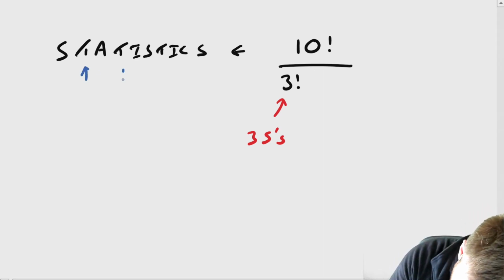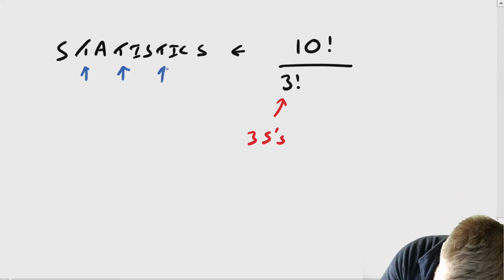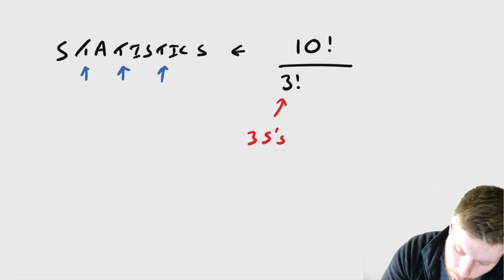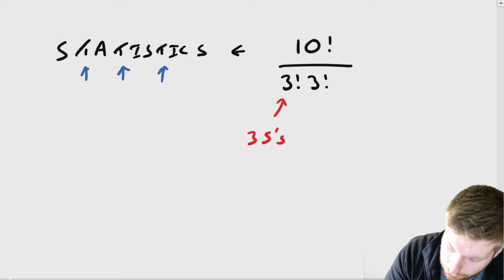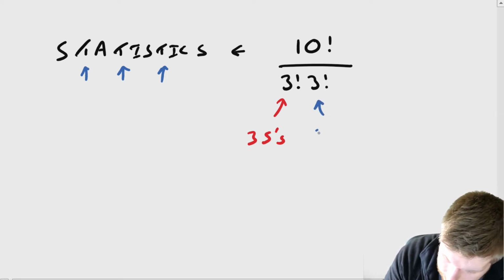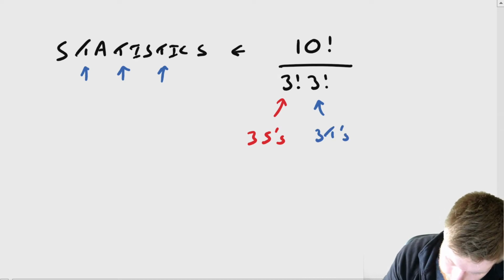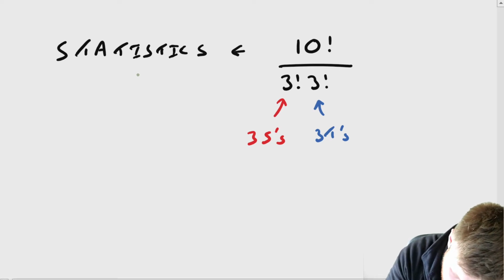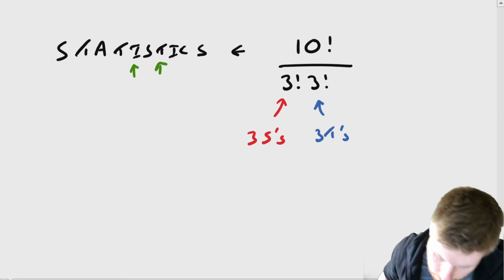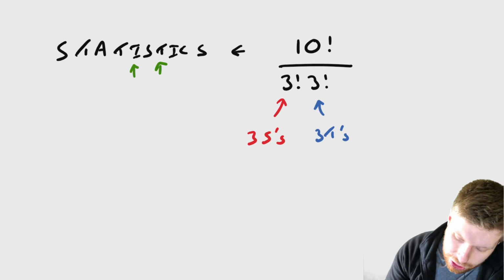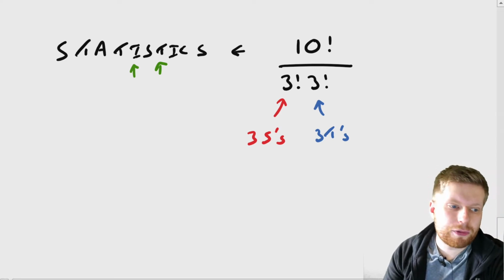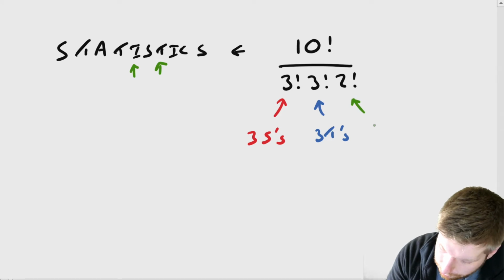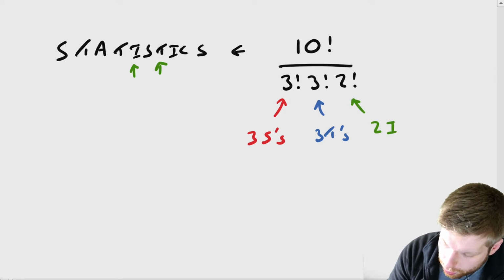Likewise, I have 3 T's, which means if I swap the order of these 3 T's around, you're also not going to notice. So I need to remove them from my count. Okay, so this represents the 3 T's. I also have 2 I's, which means if I swap these 2 I's around, you're not going to notice the difference. So therefore, I need to remove them from my count again. Okay, so I need to divide by another 2 factorial to represent the 2 I's.